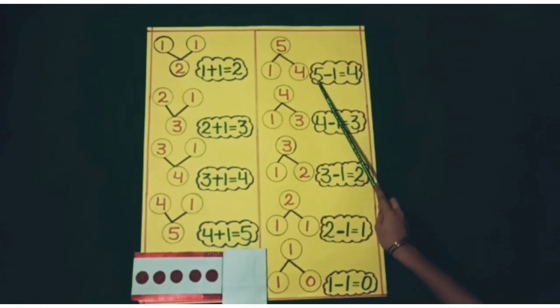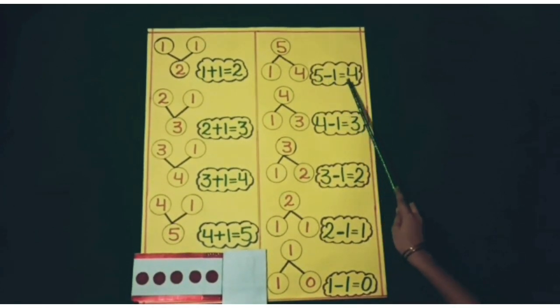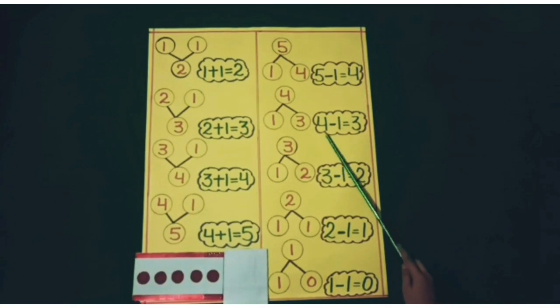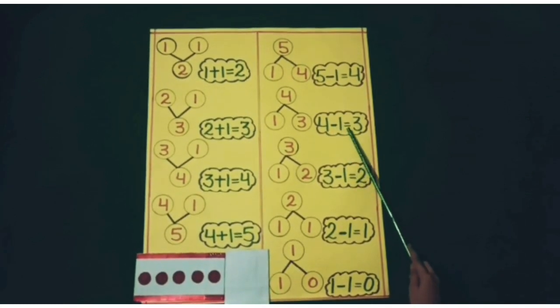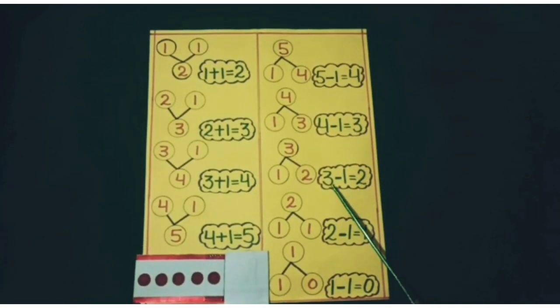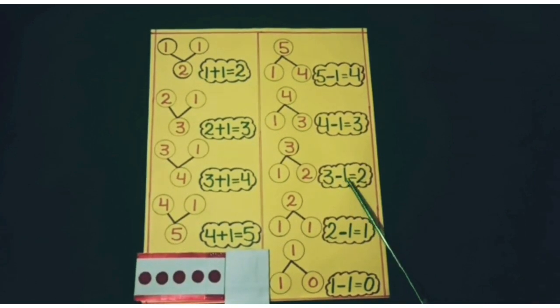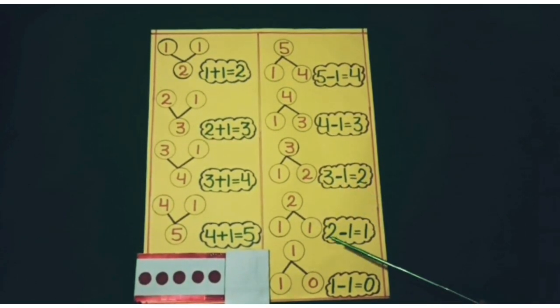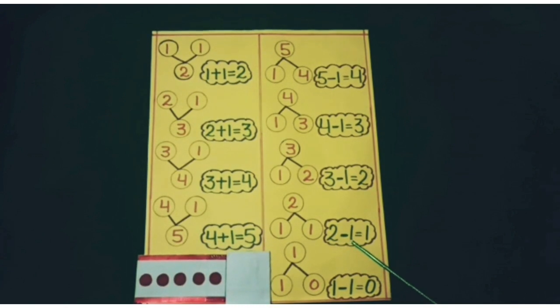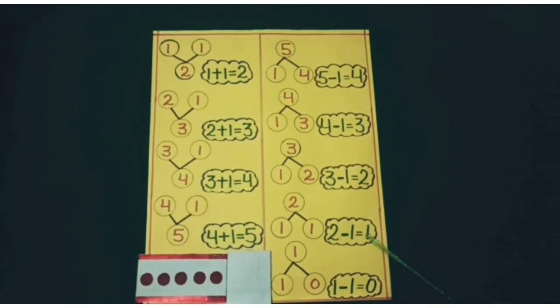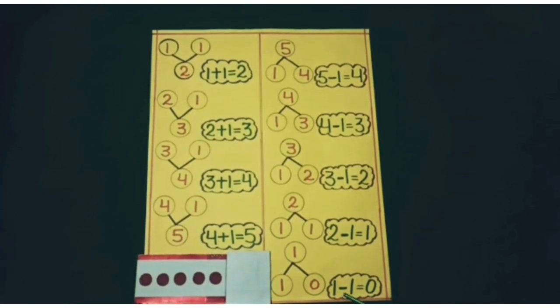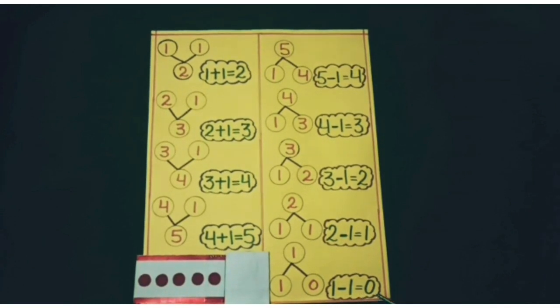5 minus 1 is equal to 4. 4 minus 1 is equal to 3. 3 minus 1 is equal to 2. 2 minus 1 is equal to 1. 1 minus 1 is equal to 0.